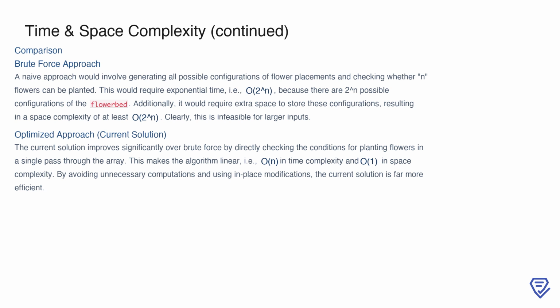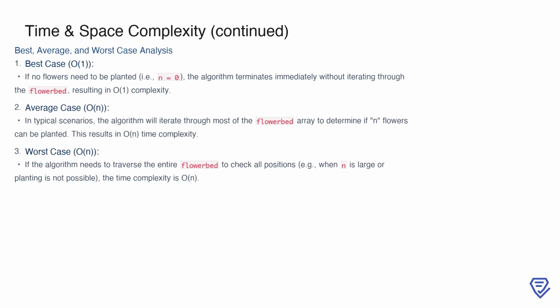In contrast, the optimized solution avoids this inefficiency by directly checking the planting conditions during a single traversal of the array. This reduces the time complexity to O(n) and the space complexity to O(1), making the algorithm significantly faster and more memory efficient. Now, let's analyze the best, average, and worst-case scenarios for the algorithm.